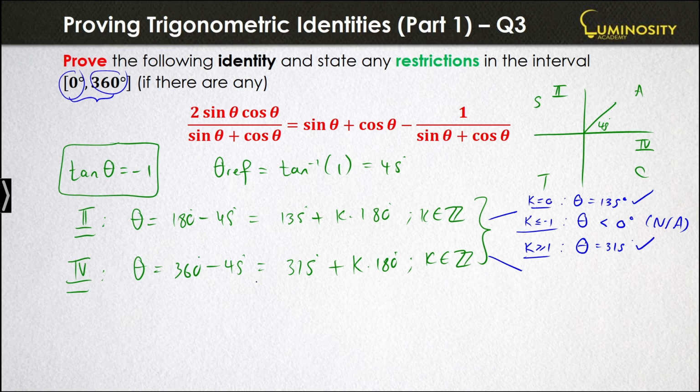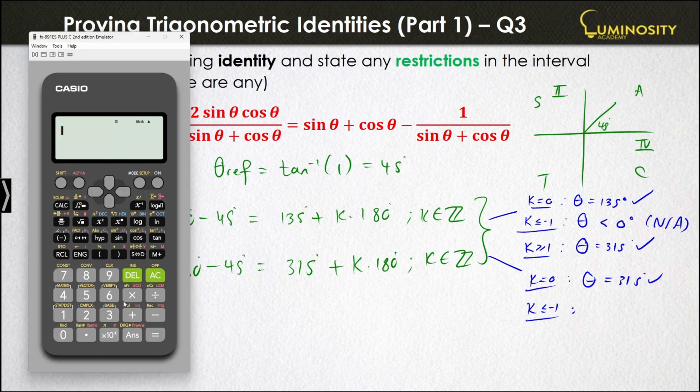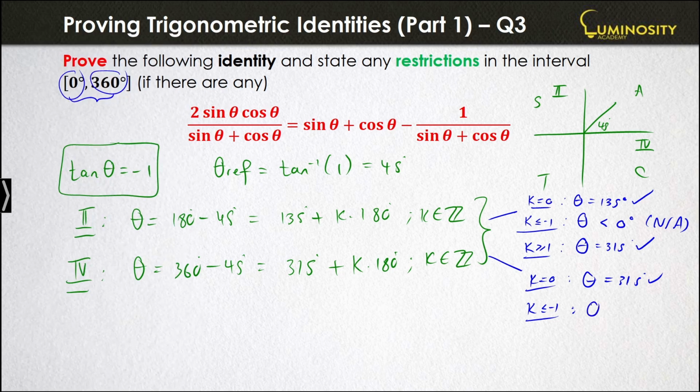Okay, and the same thing I can do for quadrant 4. If k is 0, theta is 315 degrees, which we expected. Okay, that's a valid solution. If k is less than or equal to -1, then at -1, you're going to get 315 minus 1 amount of 180. You get 135 degrees, which we expected to be a solution. But anything less than -1, so -2 onwards, you won't have solutions. And then k greater than or equal to 1, that value is definitely going to be bigger than 360 degrees.